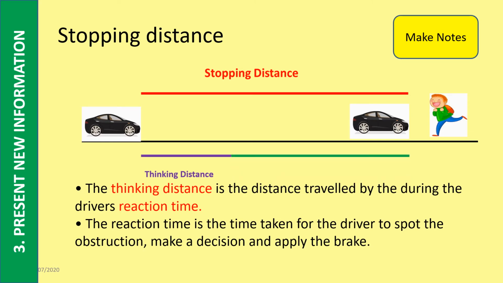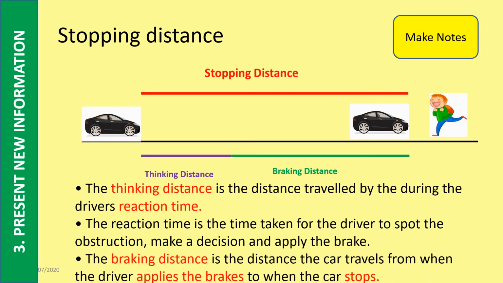Once the driver applies the brakes, again, nothing happens immediately. The vehicle has to come gradually to a stop. And the distance the vehicle covers while it's coming to a stop after the brakes have been applied is called the braking distance. This is a definition we need to learn as well. The braking distance is the distance the car travels from when the driver applies the brakes to when the car stops. So now you can see the stopping distance is made up of the thinking distance and the braking distance.